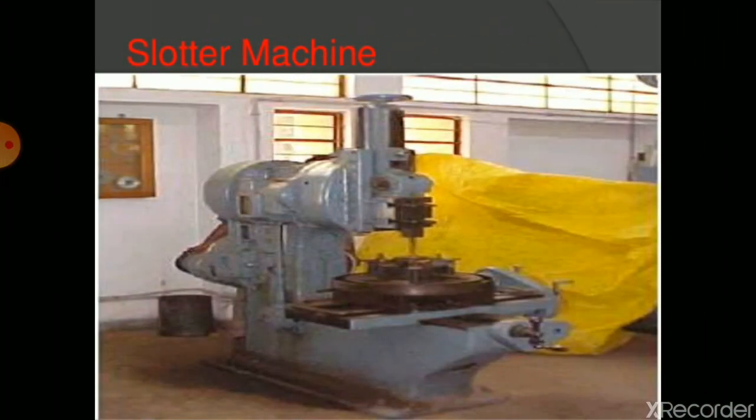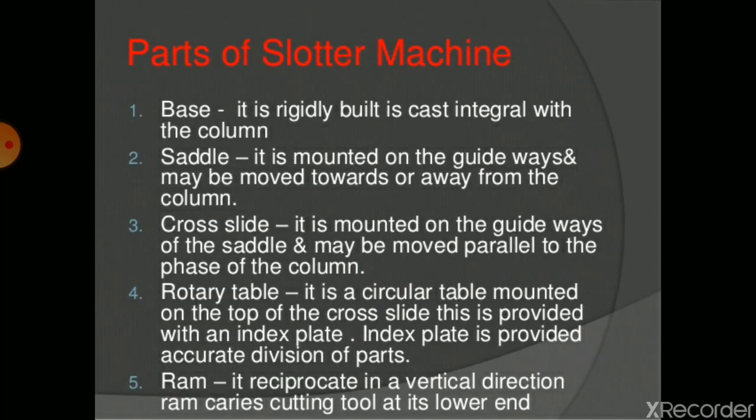This is the original slotter machine, and previously was the line diagram. Parts of slotter machine are base, saddle, cross slide, rotary table, ram.